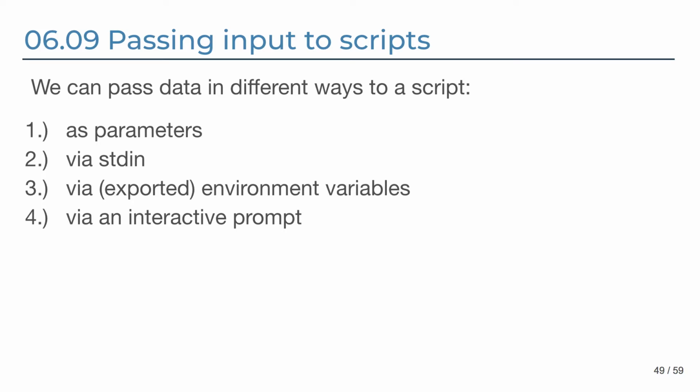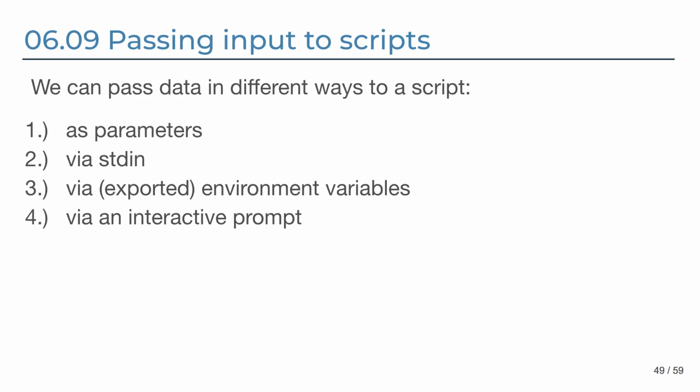The second option is we can pass it using the standard input, similar to when we do piping, right? So we can then use our scripts as part of a pipe or a pipeline. The third I already demonstrated, and that is we can use environment variables to pass information to a script by just defining or exporting the variable.